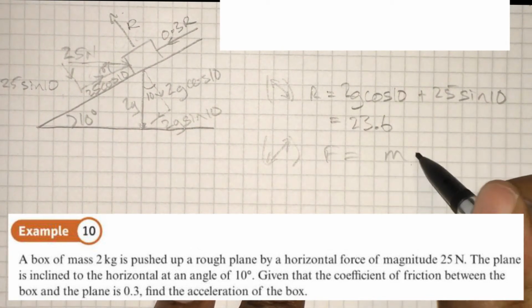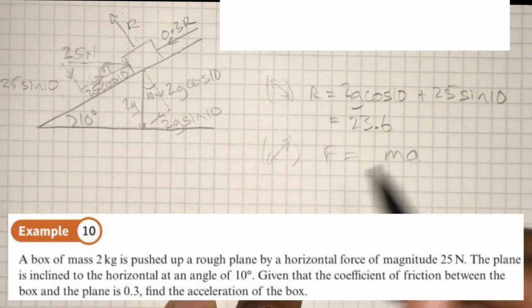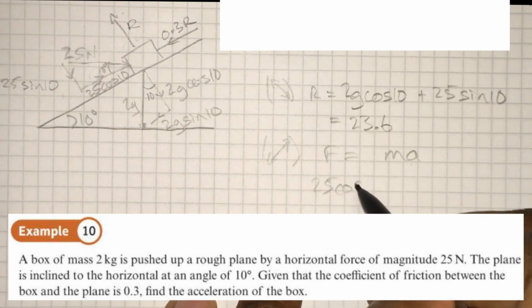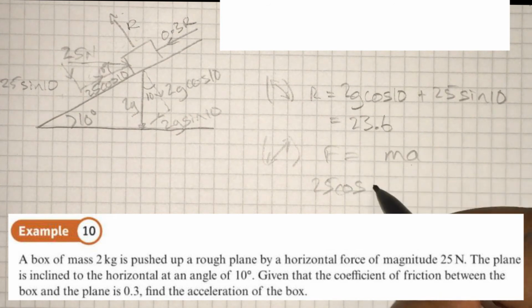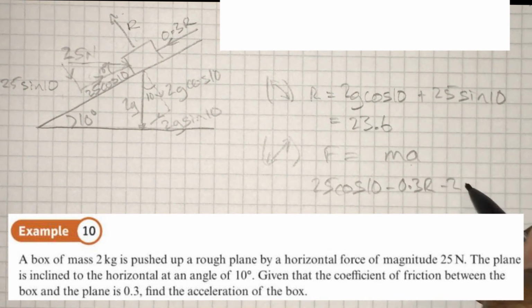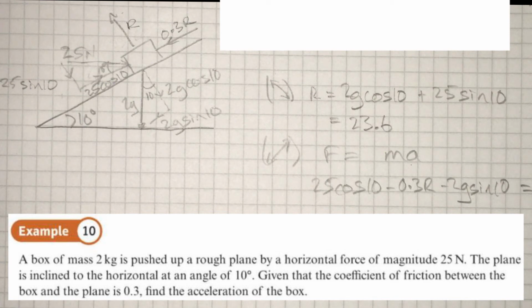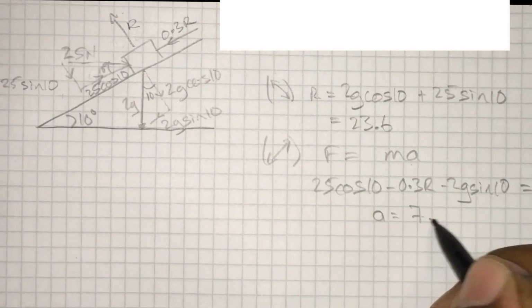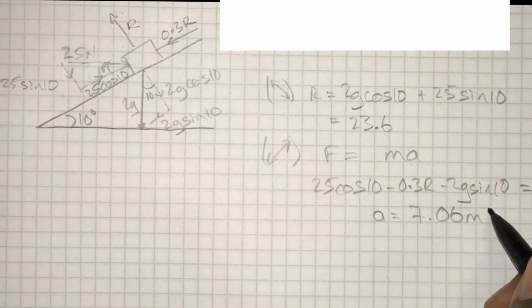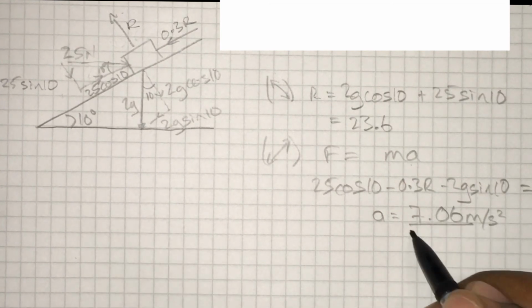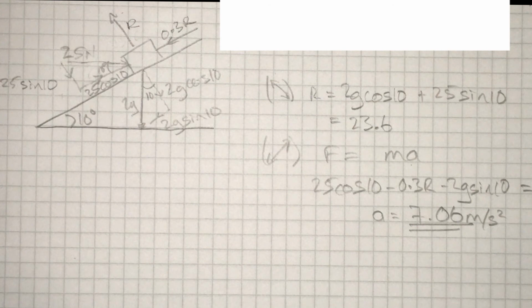Let's go ahead and resolve parallel to the plane. So this is F equals ma. We have 25 cosine 10 in the positive direction, minus 0.5 r, minus the parallel component of the weight, 2g sine 10. And that's going to equal the mass times the acceleration. Rearranging all of that, we get acceleration 7.06.